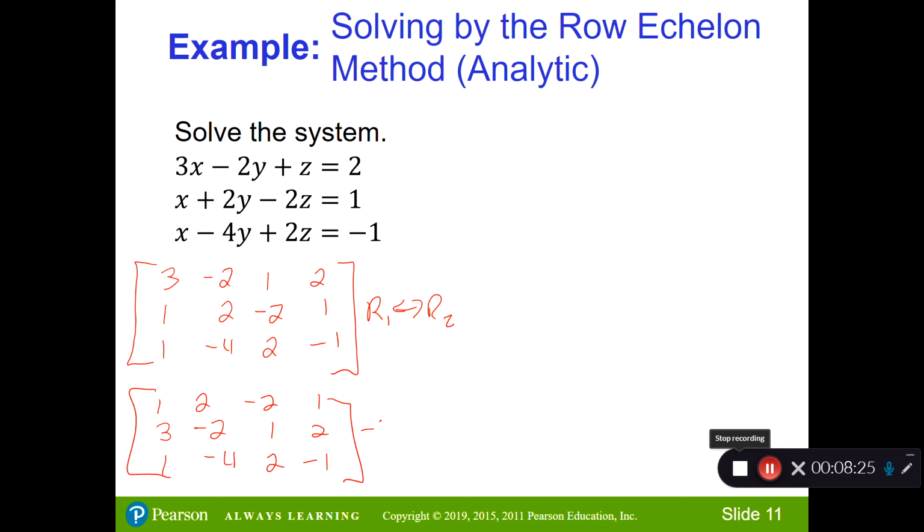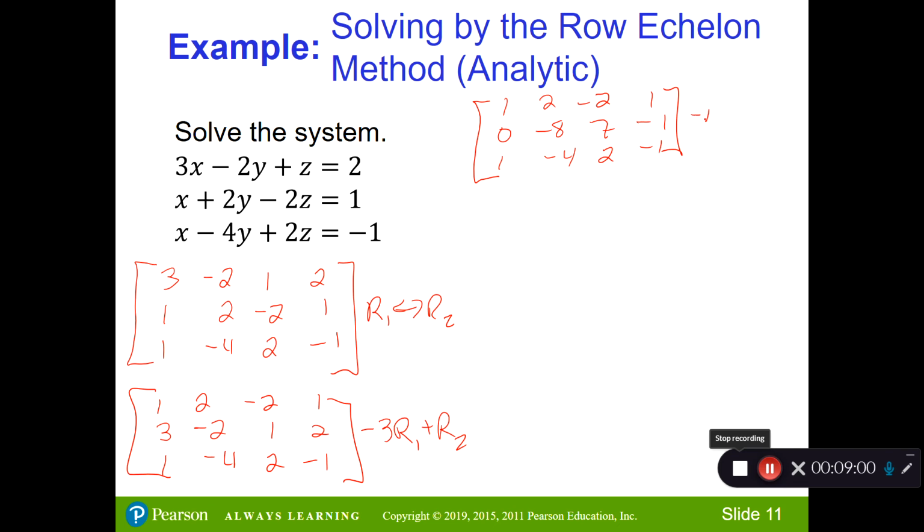All right, now if I do negative 3 times row 1 and add it to row 2, I'll get a 0 here. So row 1 stays the same, 1, 2, negative 2, 1. And then negative 3 added to 3 is a 0. Negative 6 added to negative 2 is a negative 8. Positive 6 added to 1 is a 7. Negative 3 added to 2 is a negative 1. The third row stays the same, 1, negative 4, 2, negative 1. Now I need a 0 here.